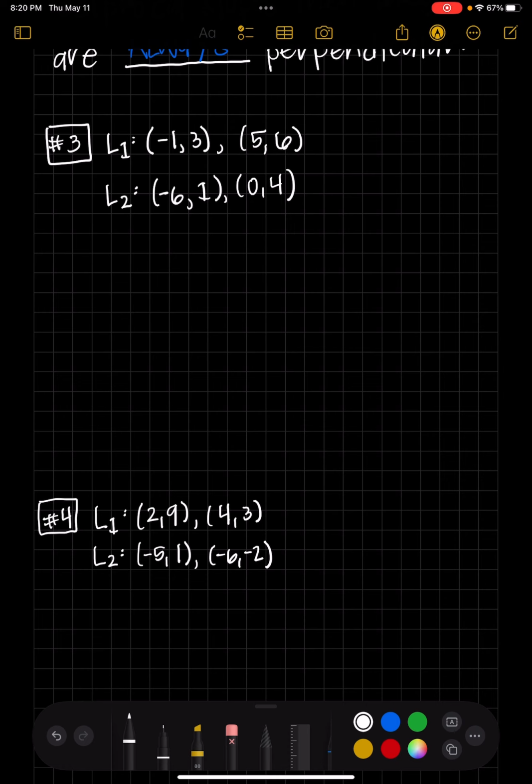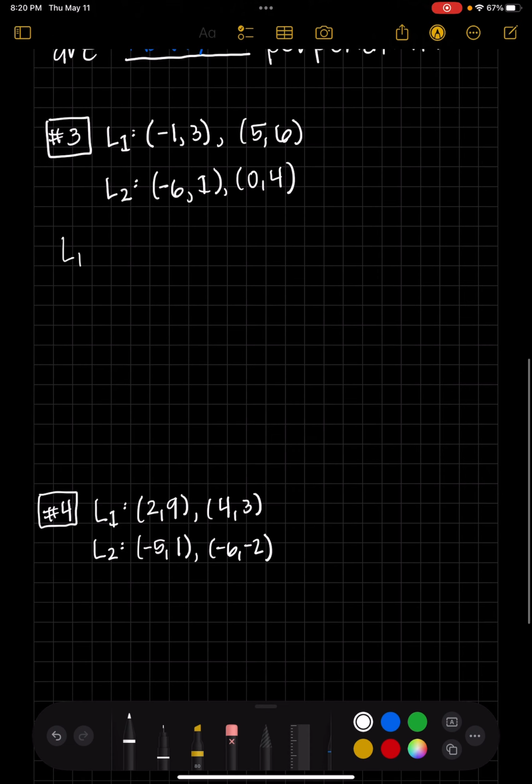So in order to prove this, for examples 3 and 4, what we're going to do is determine whether they're parallel, perpendicular, or neither. And in order to do this, what we're going to do is find the slope between each set of points. So you have two lines, L1 and L2, and we know that they cross through two different points. So I'm going to start with L1. And we're going to use the slope formula, which again is m is equal to y2 minus y1 over x2 minus x1.